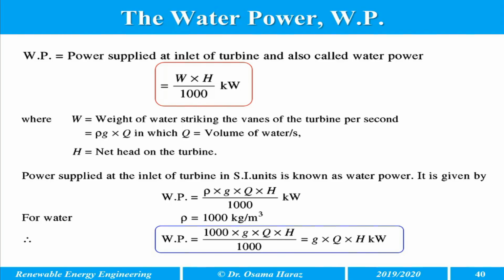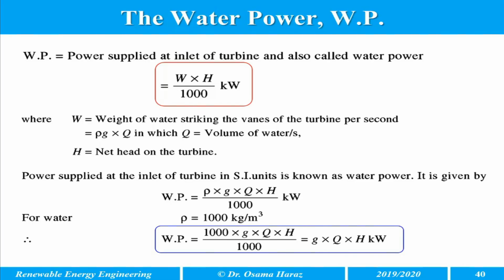In this slide, we'll talk about the water power, WP. How to calculate WP, or water power, the power supplied at inlet of a turbine, also called water power. Water power is calculated by W times H over 1000 in kilowatts. What is W? As we mentioned, the weight of water striking the vanes of the turbine per second. And what is H? H is the net head on the turbine.